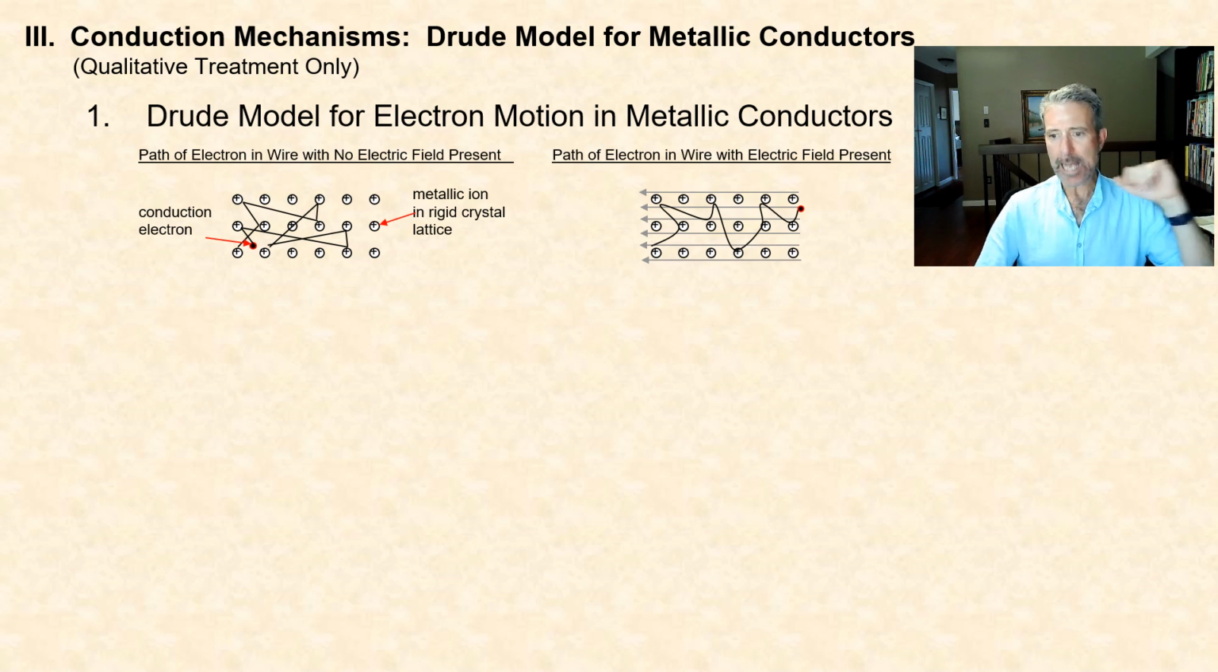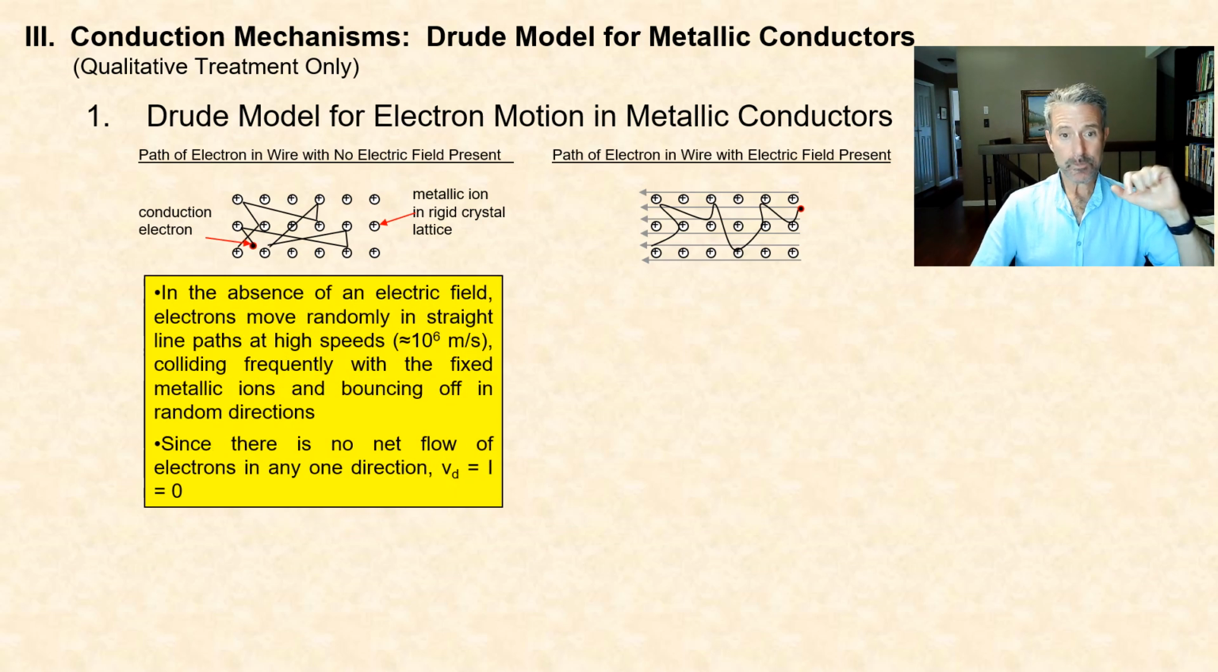Now, when we take a look at how those charge carriers move, this is where the Drude model comes into play. If you take a look at this diagram on the left, what I'm showing you here is the path of a given conduction electron when there is no electric field present in that conductor. So in the absence of an electric field, those electrons are moving.